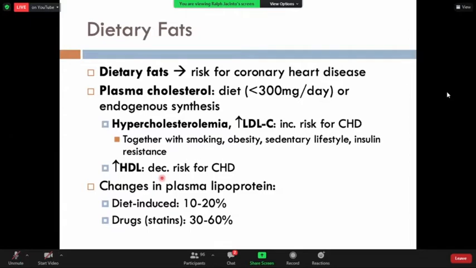Now, when we want to change our lipoprotein levels, our LDL and HDL, it can be done by, number one, changing the diet. So we can lower down the fat and carbohydrate intake, and as well as we can take in drugs that would lower down our lipoproteins.